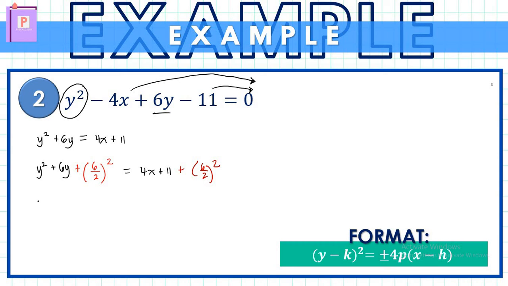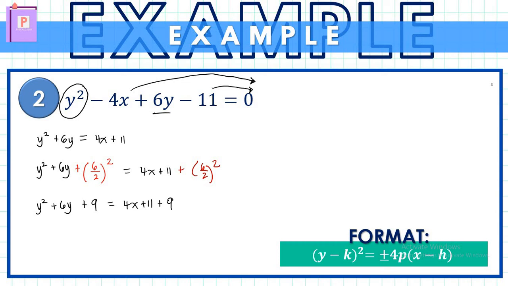So for the left-hand side of the equation, that will be y squared plus 6y. Then simplify this. That will be 6 divided by 2 is 3 squared, which is equal to positive 9. Equals, copy 4x plus 11 and then simplify. That will also be equal to 9.